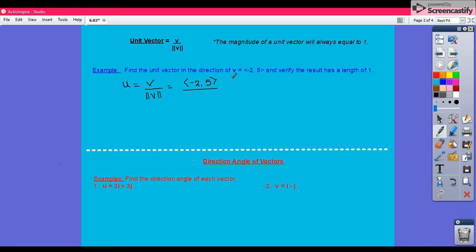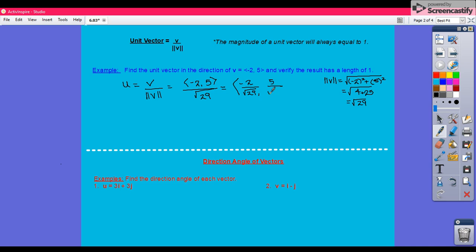And to find the magnitude of it, I'm going to take a sidebar. I'm going to take the square root of -2 squared plus 5 squared. So that will give me 4 plus 25. So the magnitude is the square root of 29. Going back to the formula, I'm going to rewrite this as the square root of 29. And finally, for the unit vector, I'm just going to place the x component over the square root of 29 and the y component over the square root of 29. And that will be my unit vector.